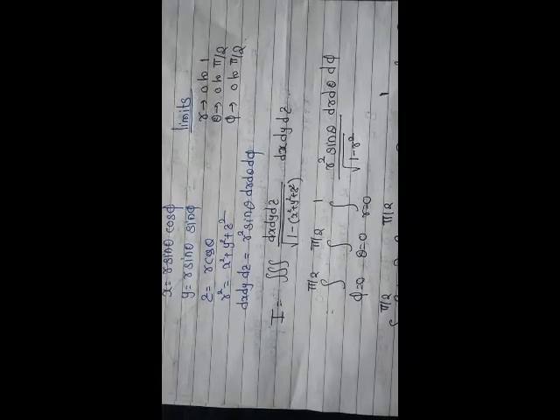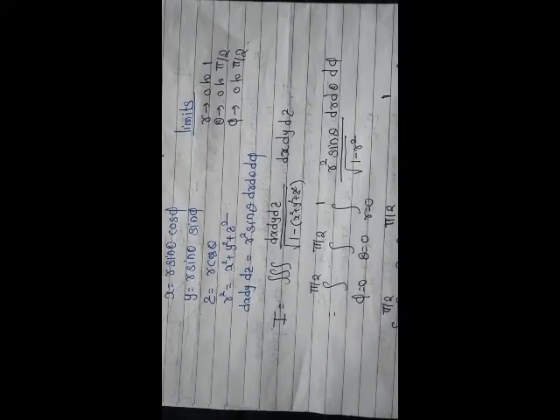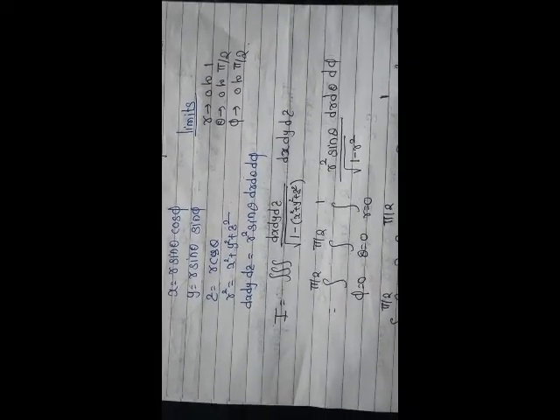So the integral will become triple integration dx dy dz divided by root of 1 minus x square minus y square minus z square. So the limits are theta 0 to pi by 2, phi 0 to pi by 2, r 0 to 1, dx dy dz equal to r square sin theta dr d theta d phi, and x square plus y square plus z square equal to r square.